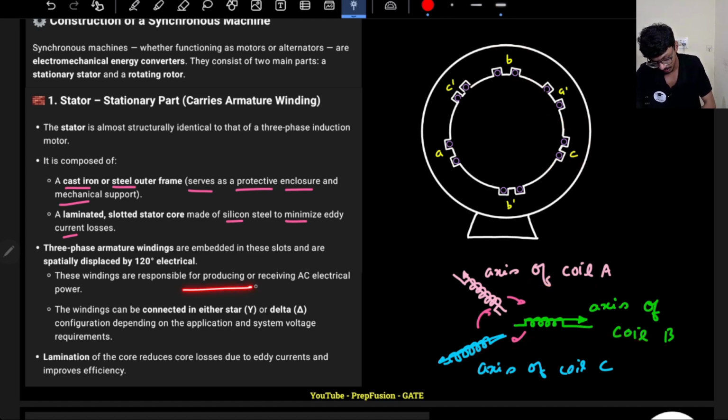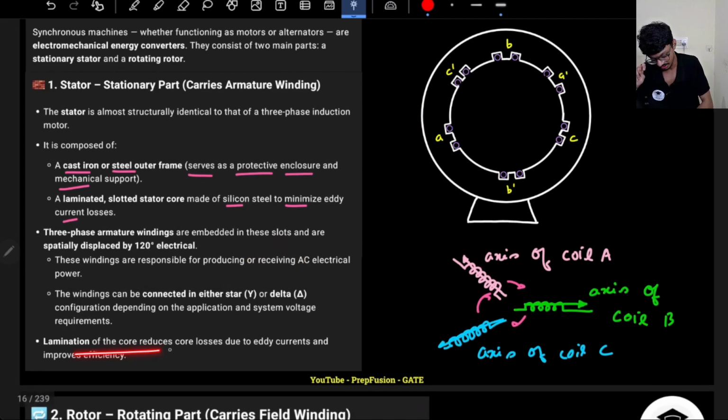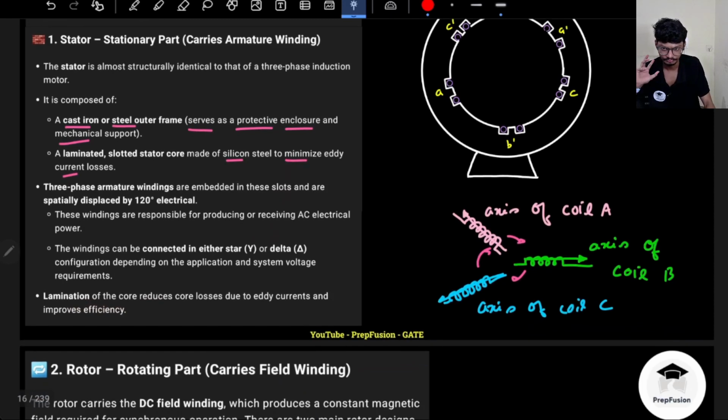These windings are responsible for producing or receiving the AC electrical power. They will produce the AC electrical power if it is working as a generator. They will receive the AC electrical power if it is working as a motor, because I will provide the supply then. So that is why lamination is done. It is explained over here.